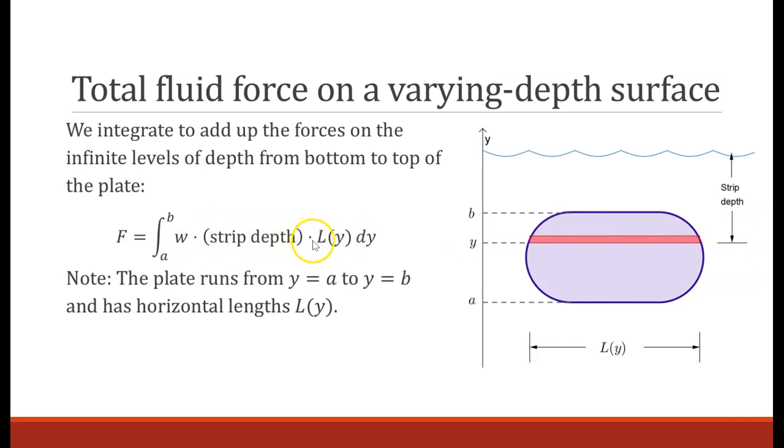And then we have times the length. L of y is the horizontal length of the strip, which can also vary from bottom to top. So on this shape, we can see that the strip length is going to increase until it gets to right about the middle there, and then the strip length is going to get shorter again. So we're going to potentially have two functions of y in the integrand of my fluid force integral.